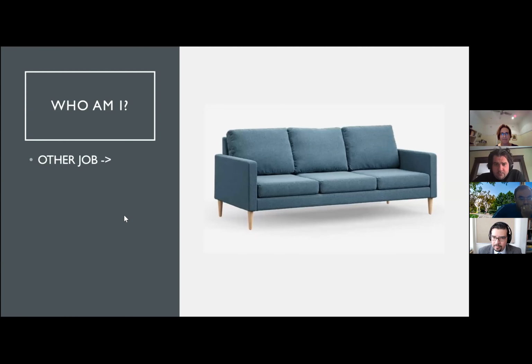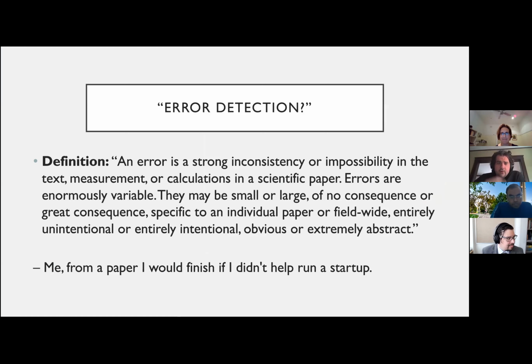My other job, this is my other place of work. That's a 3-seater couch. That is where I do this job and where I've always done this job, except for the brief interludes where people have paid me to do it. Like most people who got interested in this, it became a passion project very quickly. What is that job is reasonably straightforward. This is from a paper I'd finish if I didn't help run a startup. I'm the chief scientific officer. Other people shake hands with investors. I make sure our stuff works.